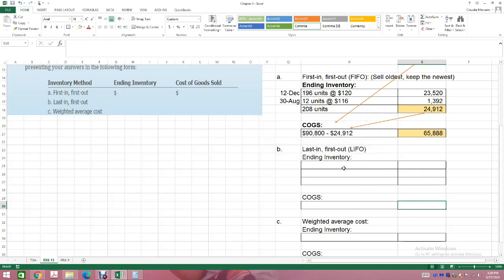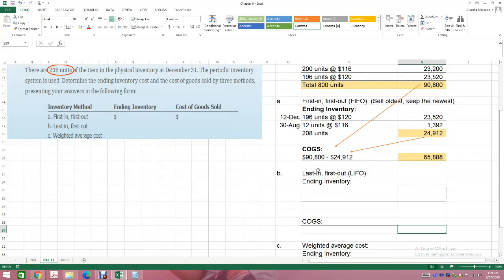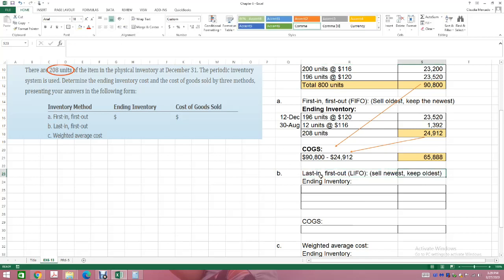So we're going to do the same thing. We're going to calculate how much the 208 units are valued using the LIFO method. Now, for the LIFO method, we sell the newest and we keep the oldest. So I'm interested in figuring out my ending inventory, and in this case I am keeping my oldest units. So now this is the reverse. You're selling your new and keeping your old. We still have to come up with 208 units.